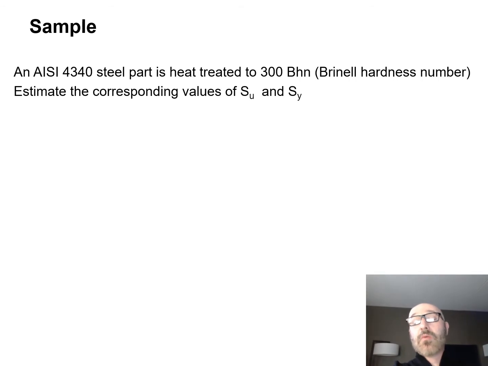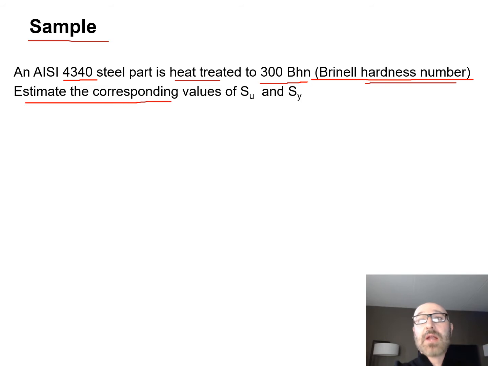So before we get started, I want to go through a sample problem from some of the previous modules that we've been working on in the previous chapter. What we have here in the sample is a steel part. They tell us it's a 4340 steel. It's been heat treated, and they tell us our Brinell hardness number. So again, pay attention to what hardness scale they're giving us this in. This is our Brinell hardness number, 300 BHN. Now what do they want us to find? They want us to estimate the corresponding values for our ultimate strength and our yield strength, SU and SY.